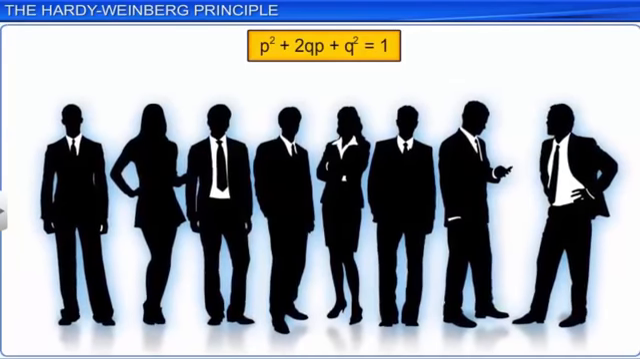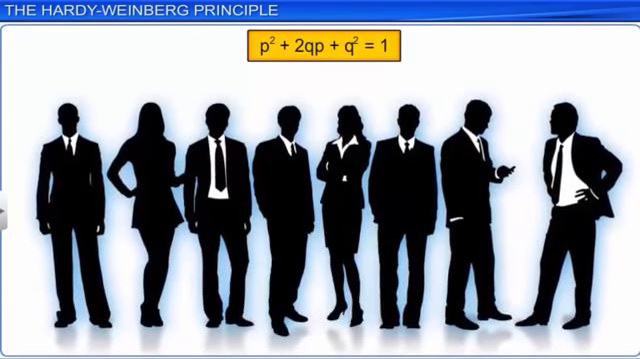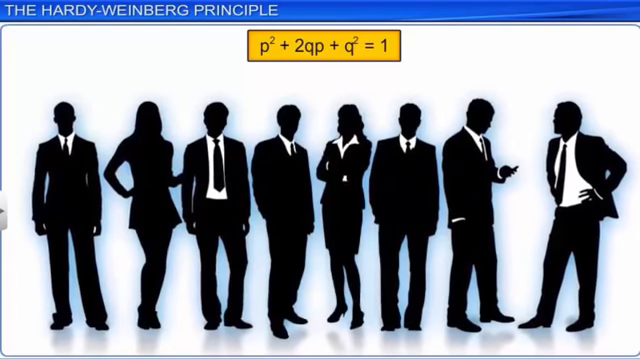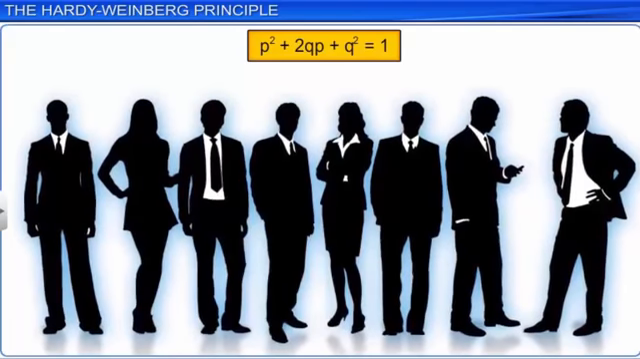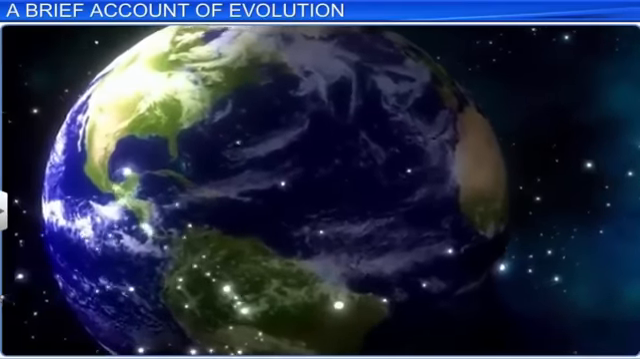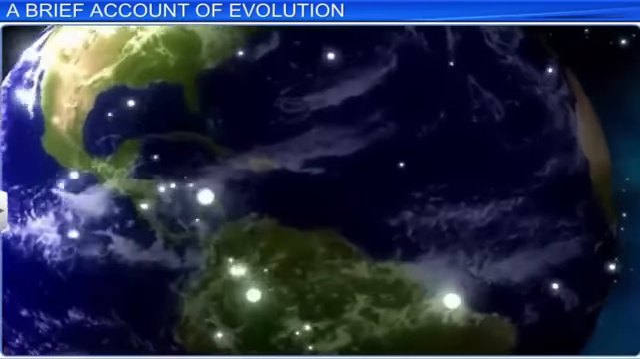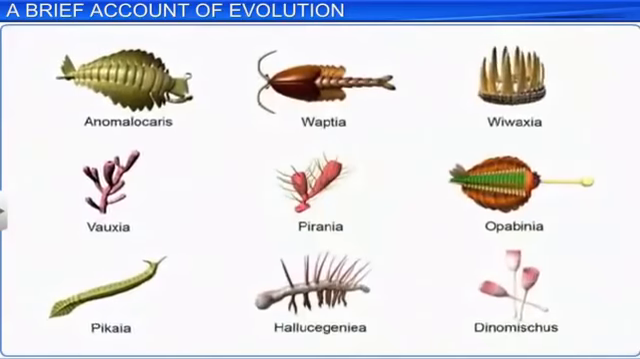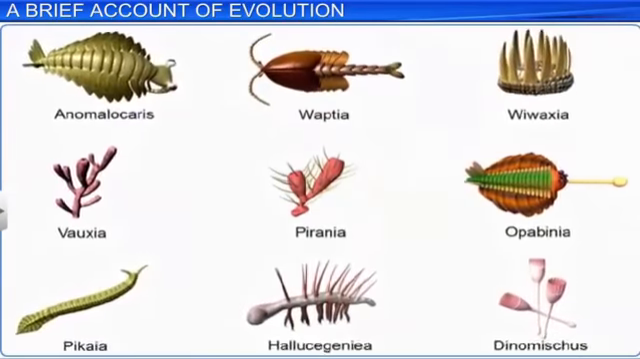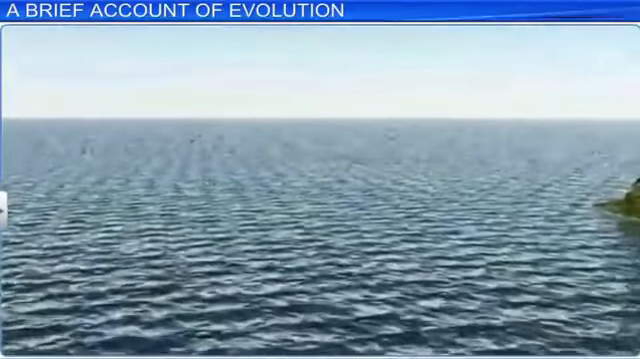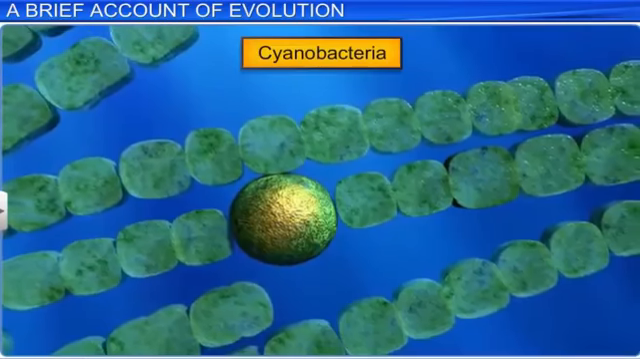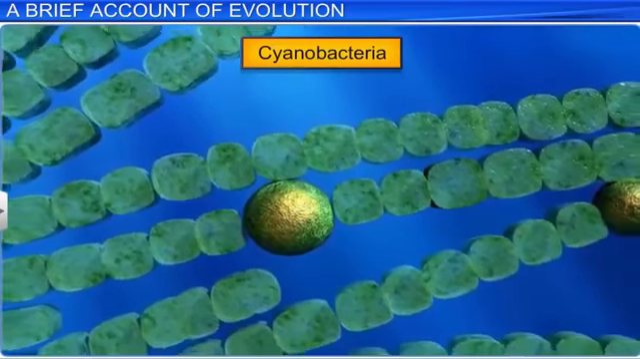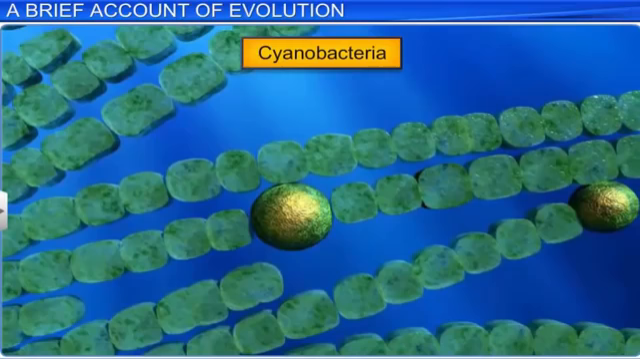Evolution is a slow and sophisticated process. The Hardy-Weinberg principle helps understand evolution, as it provides a baseline to measure the genetic change in a population. The study of evolution is not complete without considering how the first form of life came into being. The unicellular organism cyanobacteria, or blue-green algae, was the first form of life on Earth around 2,000 million years ago.